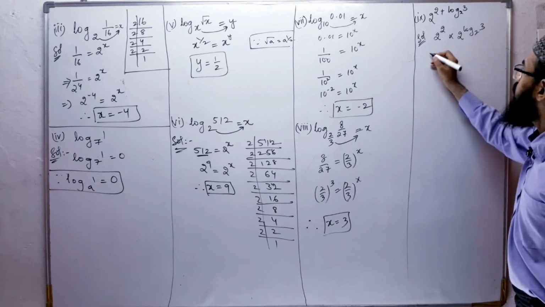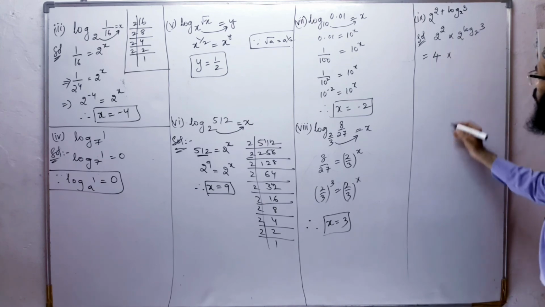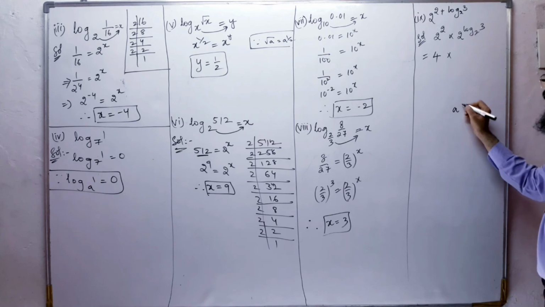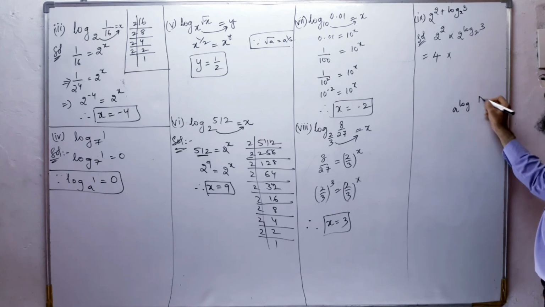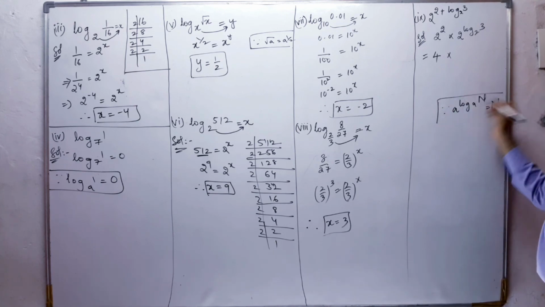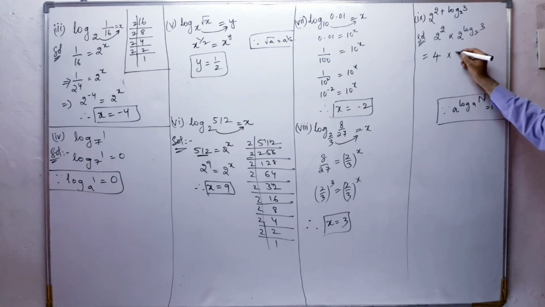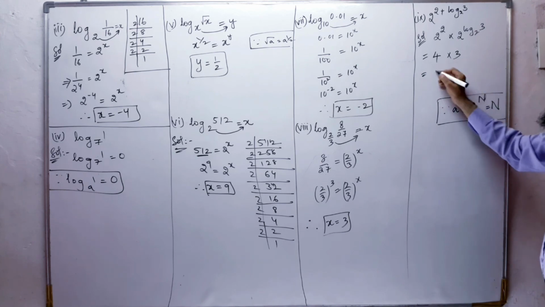So 2 square is nothing but 4 into, we know that one formula is there, a to the power of log n base a, which gives us n. This is the formula. So with this formula we get the number 3. So this number will be written here. So 4 3s are 12.